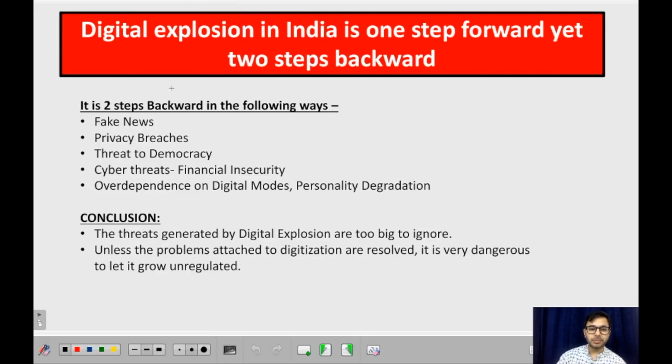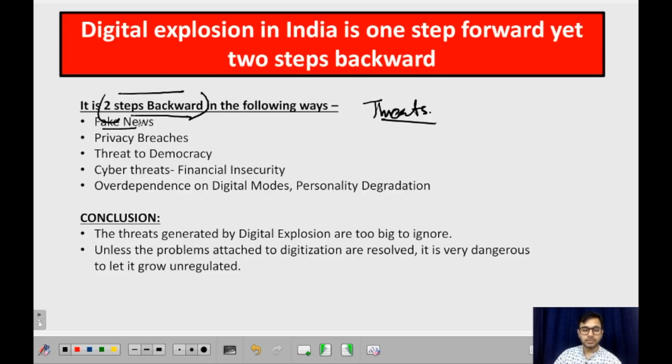Why is it two steps backward? What are the reasons for it to be called something which has taken India two steps backward? What are the threats of digitization? Fake news, number one.